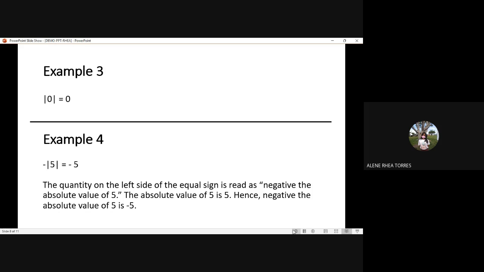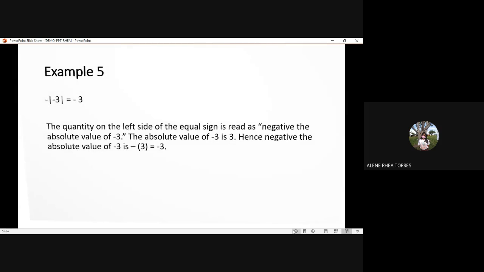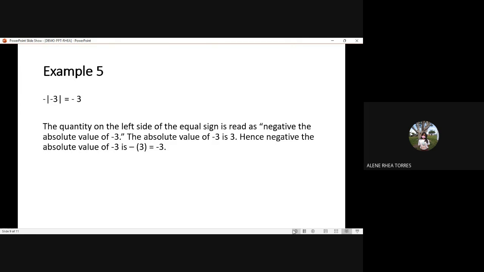Example number 5, please. Okay, it is the same, but this time there is a negative inside: the negative of the absolute value of negative 3. Like I said earlier, we just copy the negative because it is outside the absolute value, and what we look for is distance. So, we copy the negative that came from outside the bars, and then find the absolute value of negative 3.